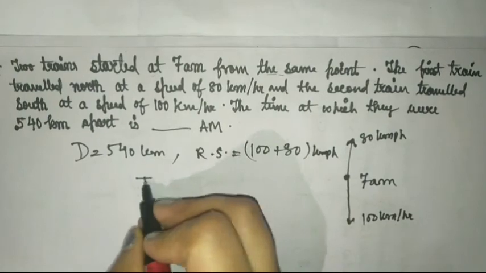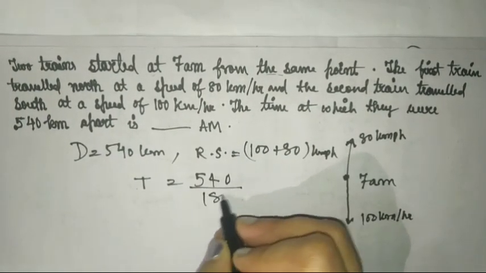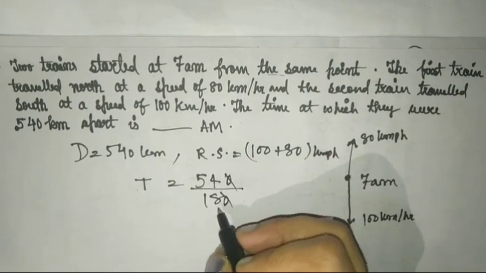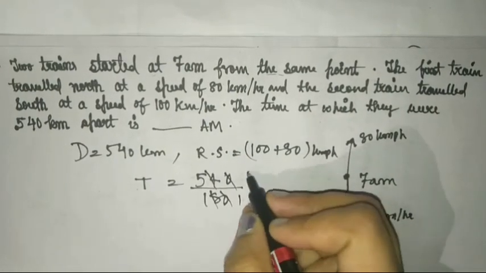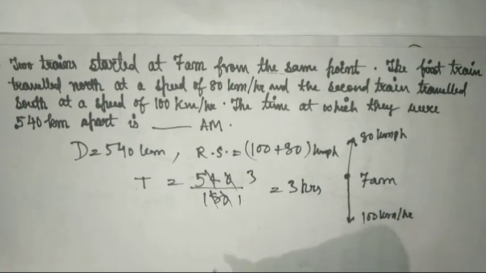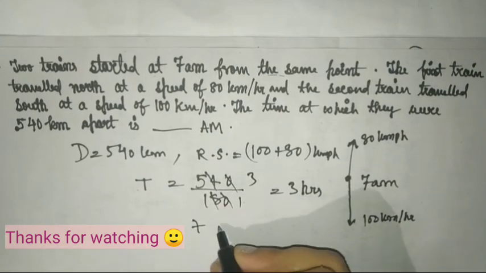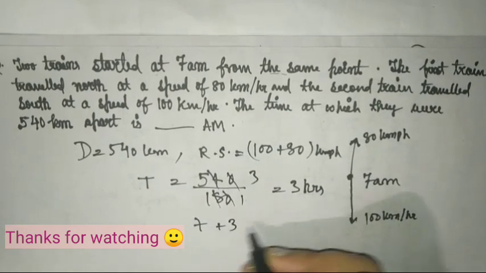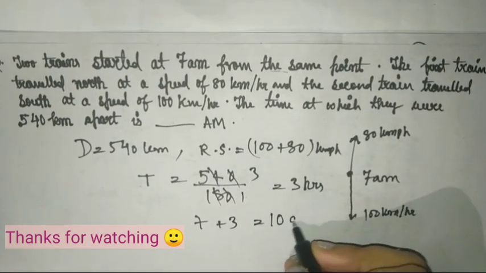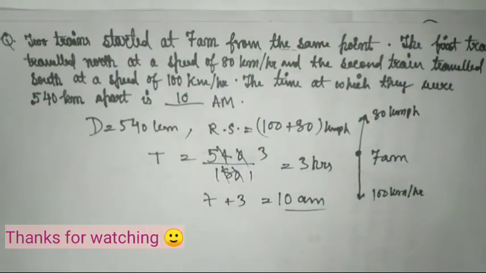So now time is equal to 540 by 180. So this is 3, which is equal to 3 hours. They started at 7 a.m., so the exact time is 7 plus 3 hours. So how much? That is 10 a.m. Alright, so the answer here will be 10.